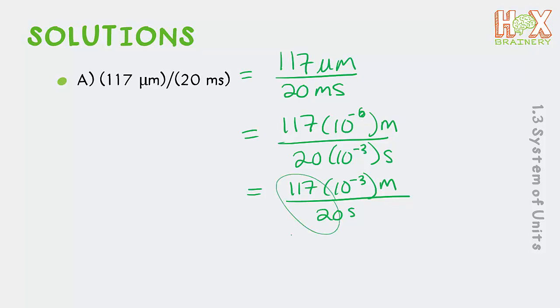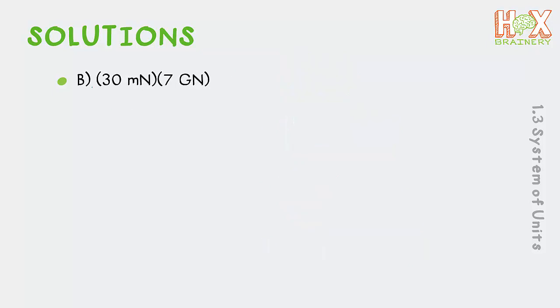And then I'm going to go ahead and divide this. So I get 5.85, and this here is millimeters over seconds. All right, so part B, I'm going to go ahead and multiply these constants together to get 210.